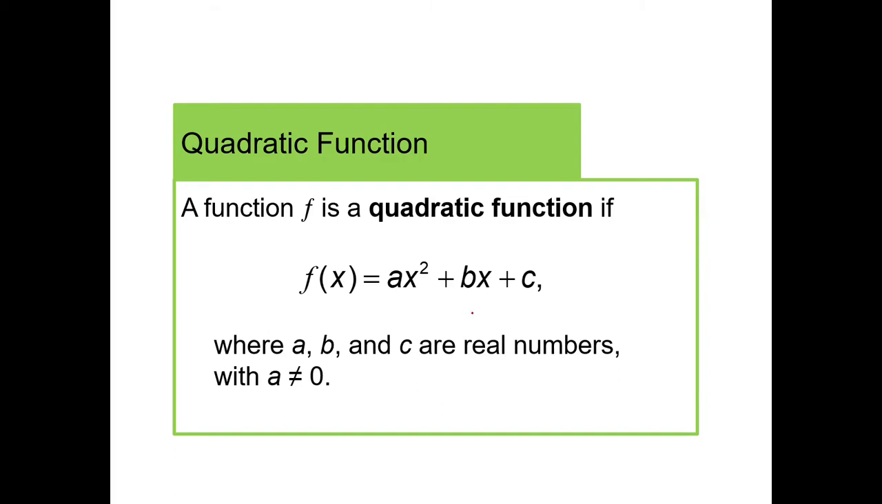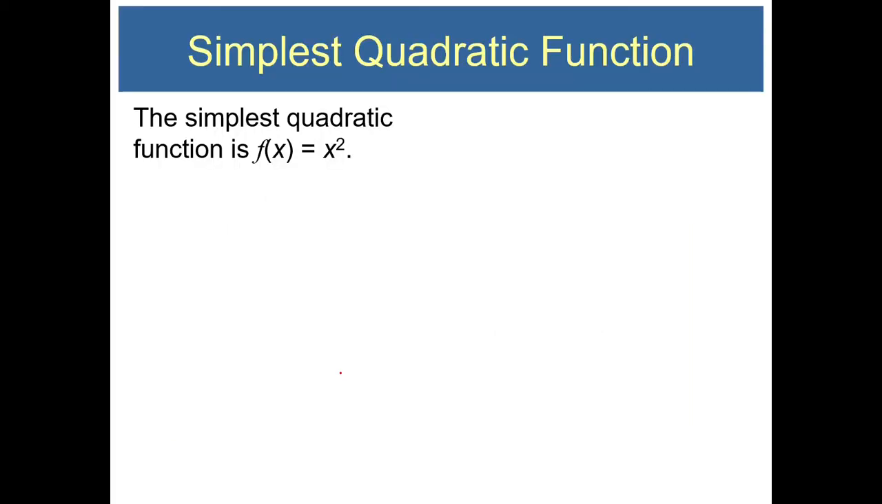And this is a quadratic form because we have the power of 2 that shows up as the exponent. The a is a powerful number. It controls whether the quadratic faces up or faces down. The simplest quadratic function is f of x equals x squared. We are going to call this our parent graph because it's the simplest quadratic you can have.